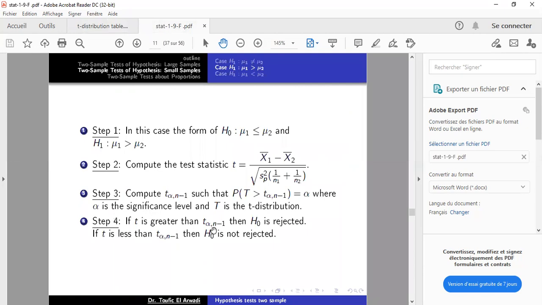We compute T alpha, then we compare T and T alpha. If T is greater than T alpha, H0 is rejected. If T is less than T alpha, then H0 is not rejected.